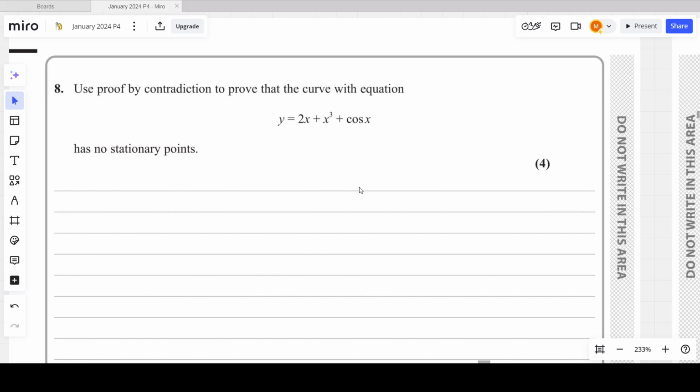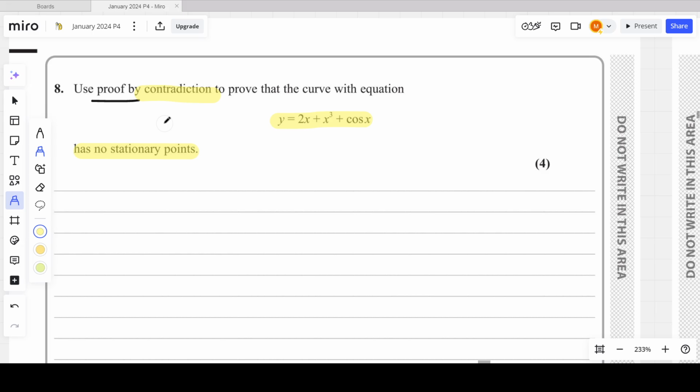Number 8. The question asks us to use proof by contradiction to prove that the curve with equation y equals 2x plus x cubed plus cos x has no stationary points. Okay, before starting the answer, let's discuss a bit about proof by contradiction.